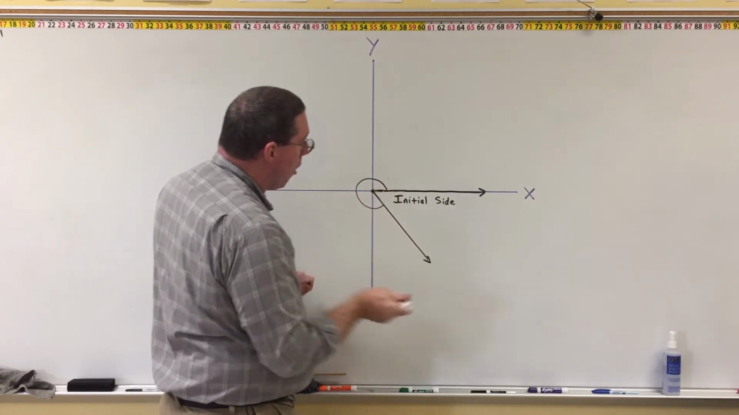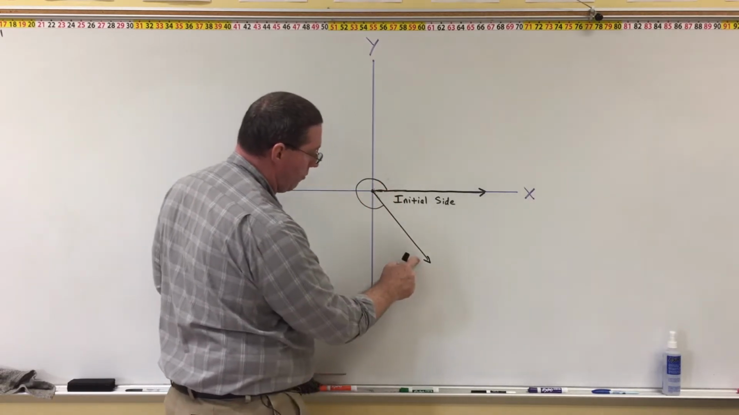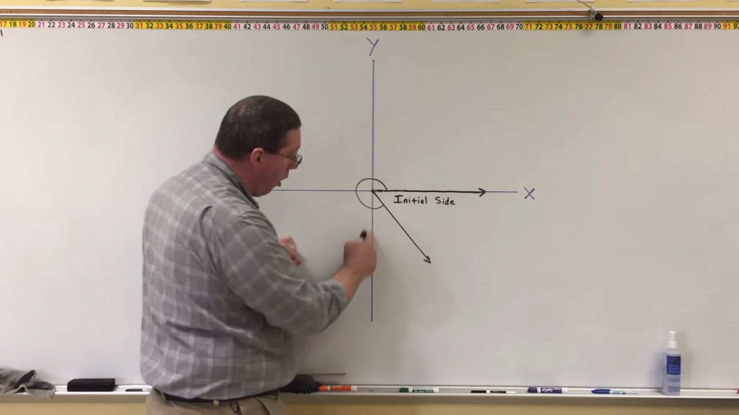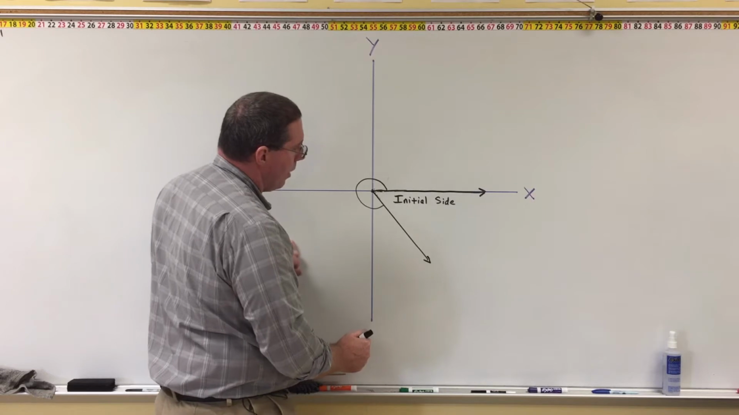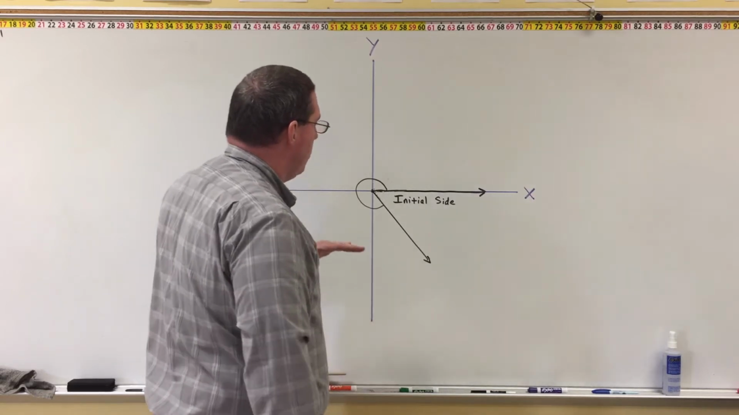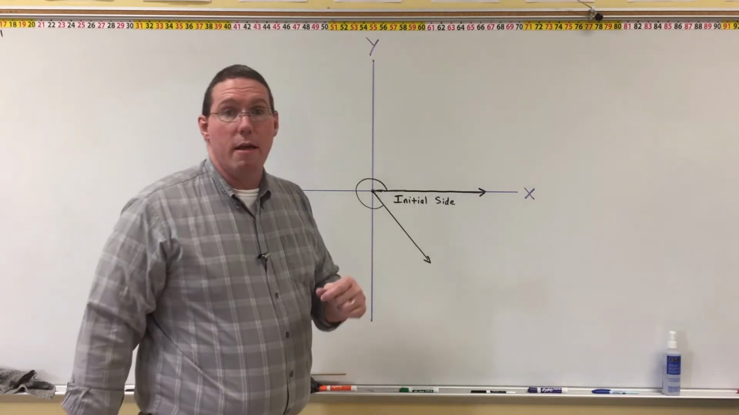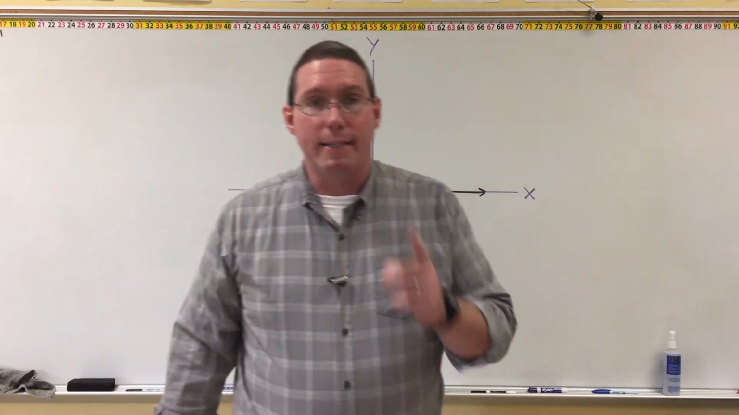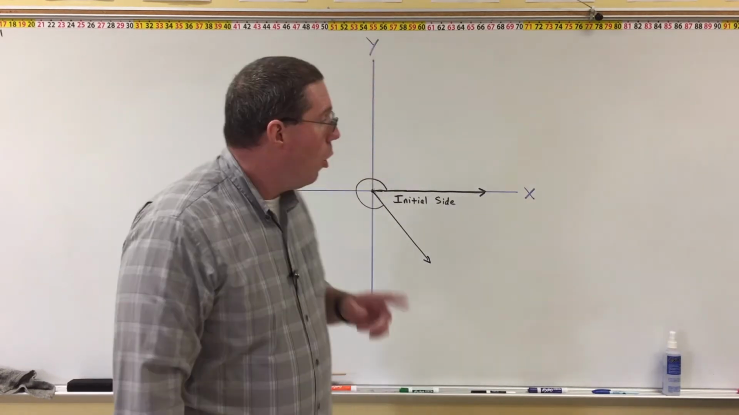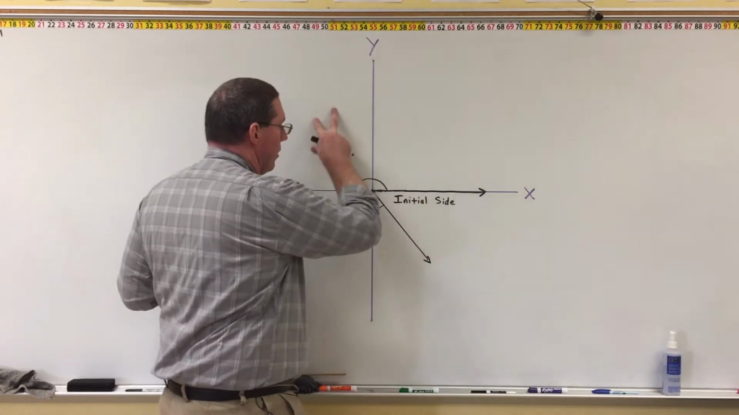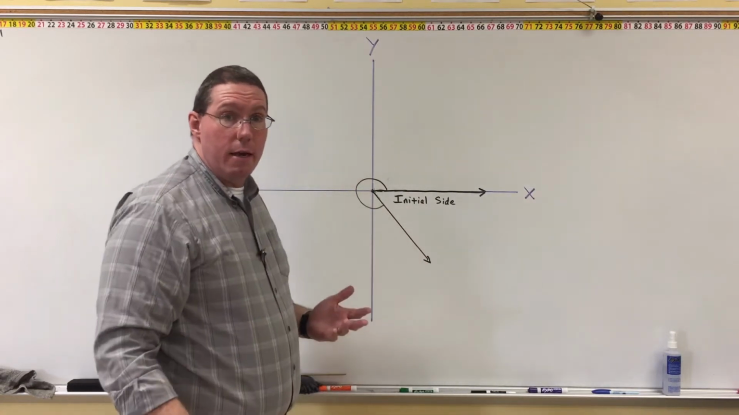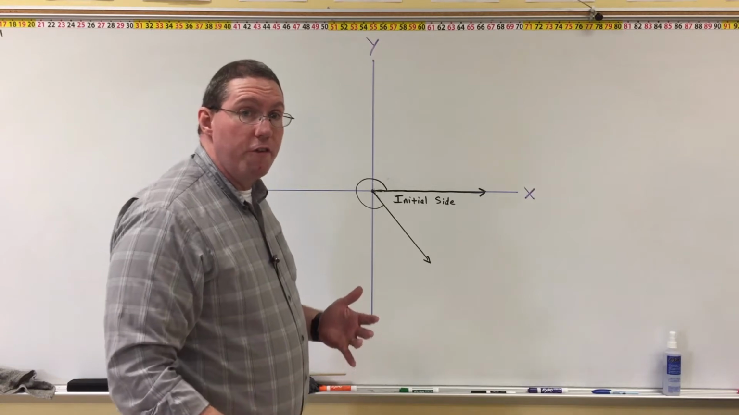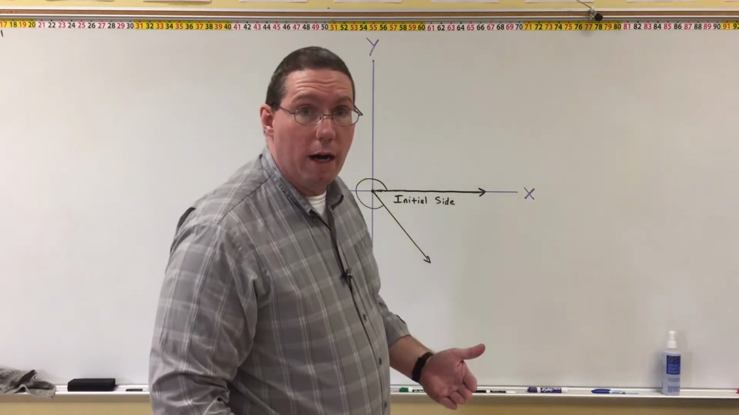Well, this angle didn't go all the way around, so it's less than 360 degrees, but it's larger than 270 degrees, okay? And one of the things that we're going to do in this lesson is I want you to be able to identify which quadrant the terminal side is in. So what we're going to need to review is the names of the quadrants.